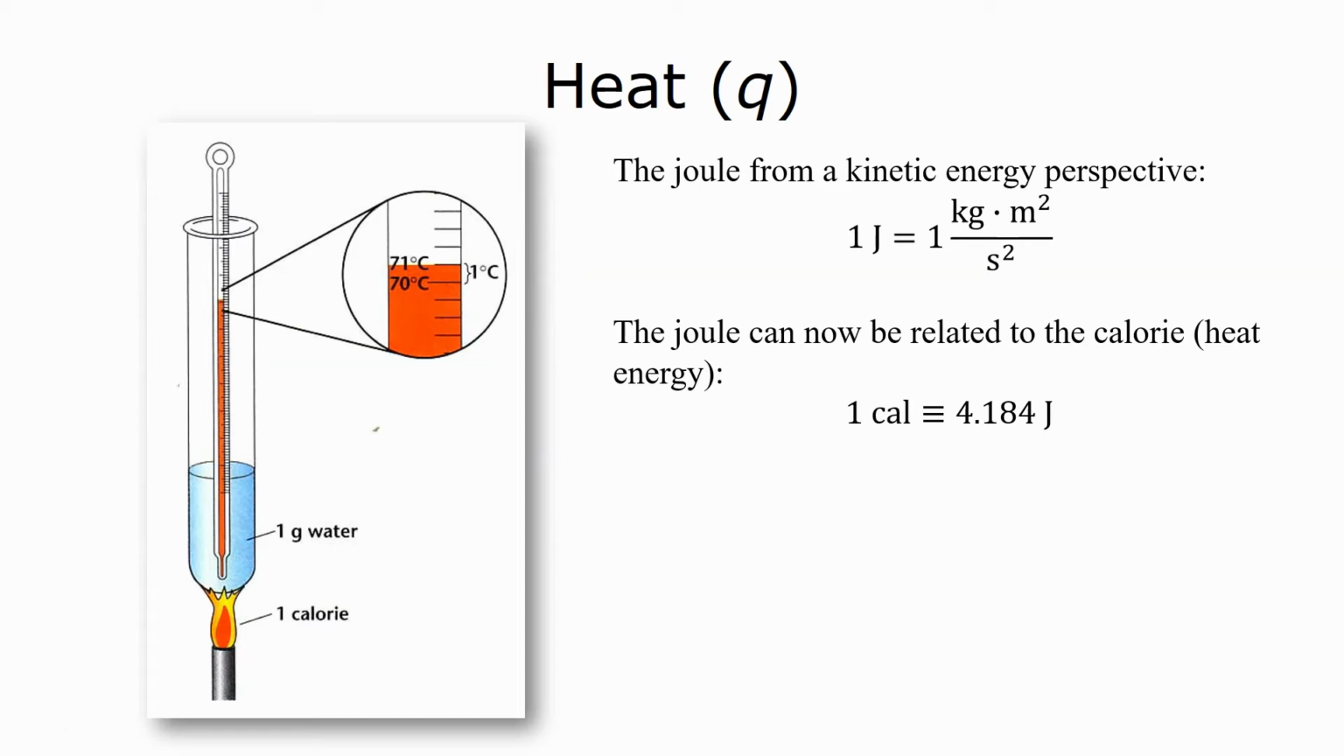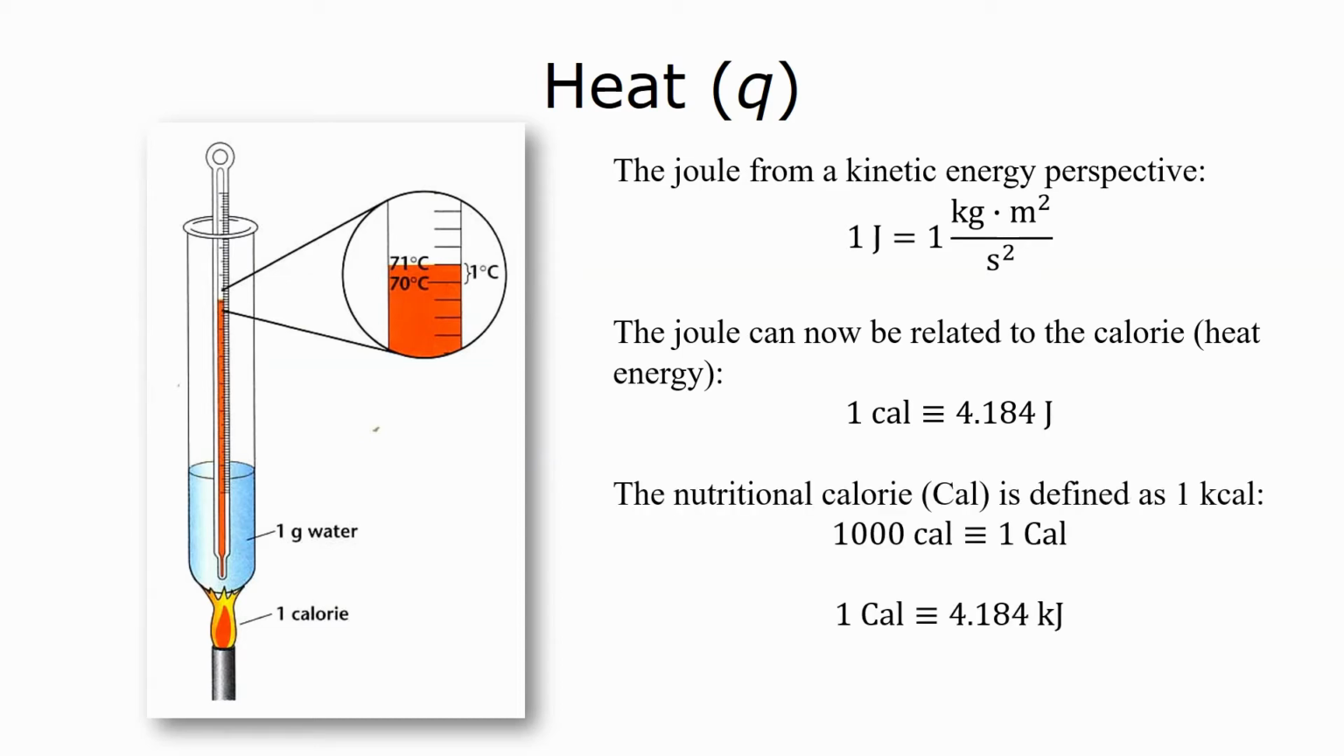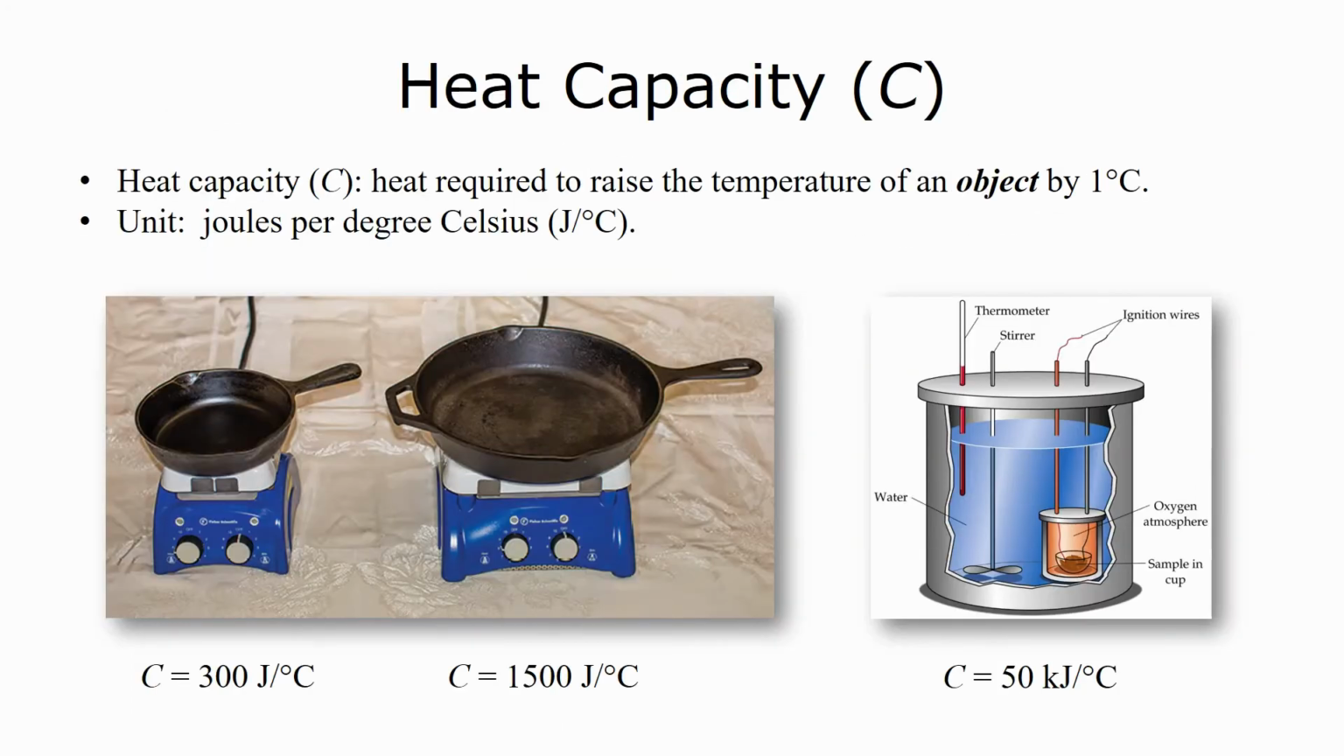Now be careful, this calorie is different than the nutritional calorie. The nutritional calorie is actually 1,000 calories, and therefore 1 nutritional calorie is 4.184 kilojoules. Heat capacity, represented by the uppercase variable C, is the heat required to raise the temperature of an object 1 degree Celsius, and its units are joules per degree Celsius.